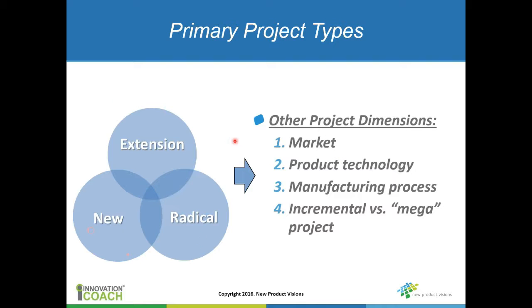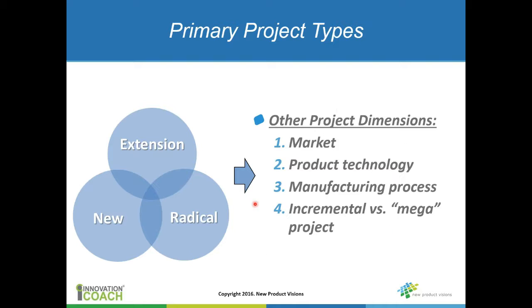Now to continue on, before we really talk about the nuts and bolts of that process, it's important to understand that when you think about your portfolio of projects, they really boil down to three main types of projects that you're more than likely working on. One are product extensions. These are existing technologies that you're improving in some way. Kind of the second group are new products that are new to you but not necessarily new to the market. And then the third category are radical new to the world type of products.